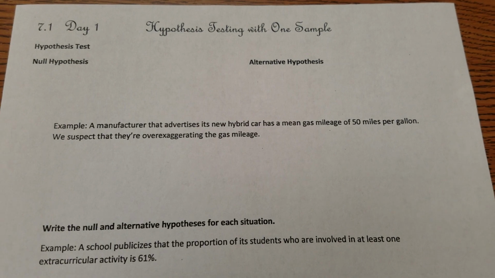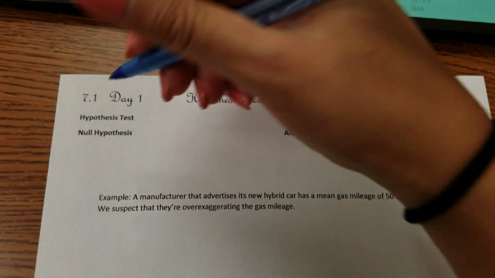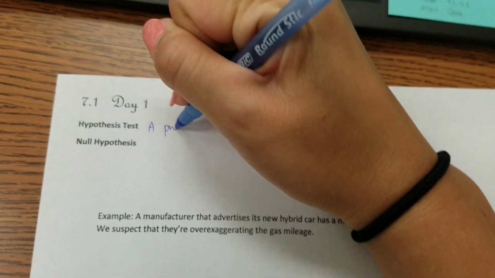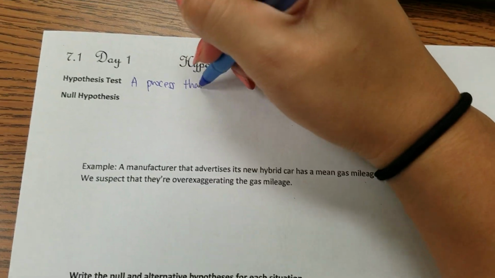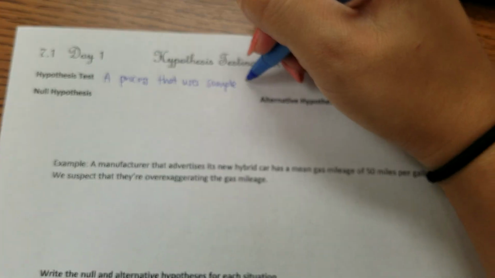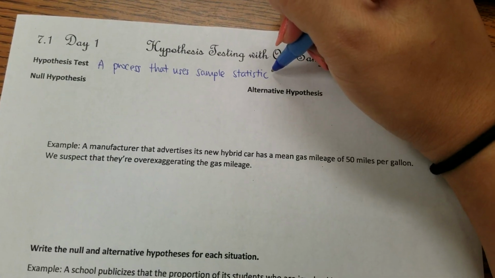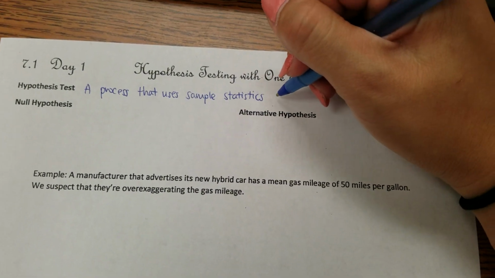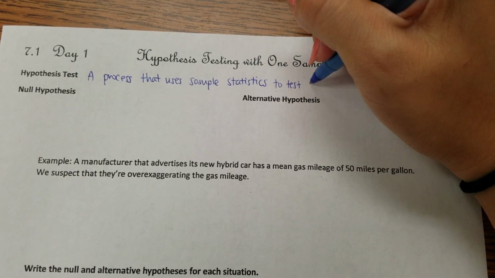But our new chapter is about hypothesis testing. Hypothesis testing is a process that uses sample statistics to test a claim about the value of a population. So just as usual, we're trying to use information from a sample in order to predict for a population. Here we're trying to make decisions about whether a claim is correct or not, or if we could prove it wrong.